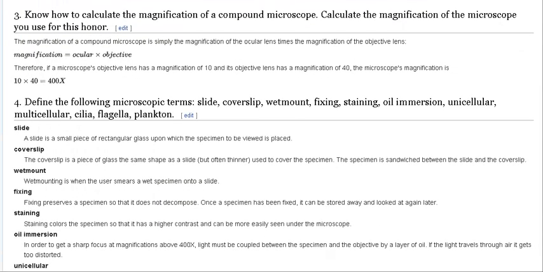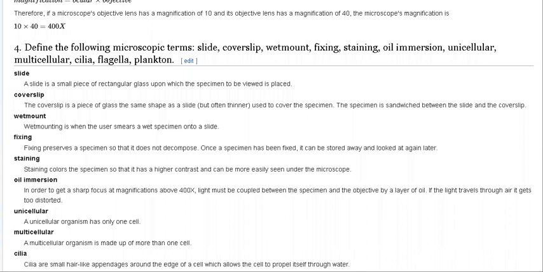Know how to calculate the magnification of a compound microscope. Calculate the magnification of the microscope you use for this honor. Okay. So for the optics honor, we've spoken about how to calculate magnification. It's image height over object height, or image distance over object distance. Okay, and magnification has no units. We can't do this because we don't have an actual microscope to work with. But you guys know that.